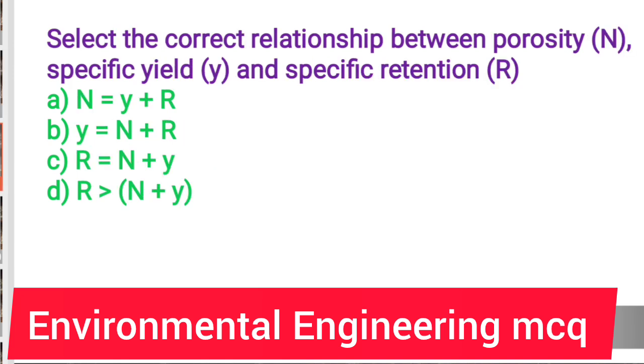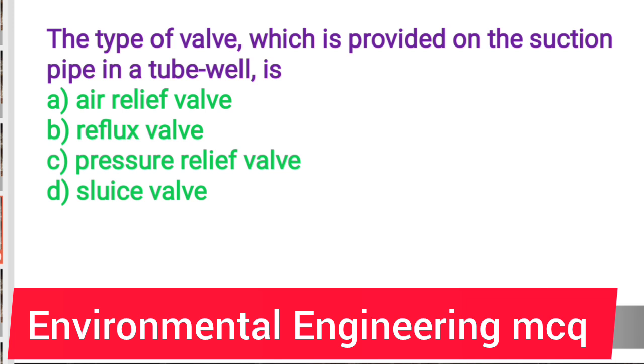Next question, select the correct relationship between the porosity, specific yield and specific retention. Option A n equal to y plus r, option B y equal to n plus r, option C r equal to n plus y, option D r greater than n plus y. The correct answer is option A n equal to y plus r. Next question, the type of valve which is provided on the suction pipe in tube well is option A air relief valve, option B reflux valve, option C pressure relief valve, option D sluice valve. The correct answer is option B reflux valve.